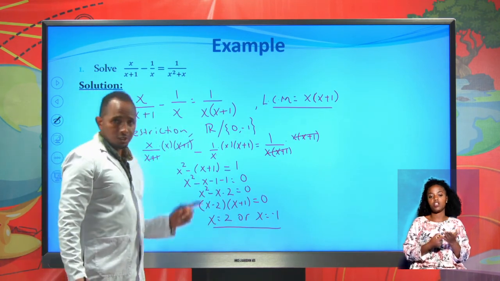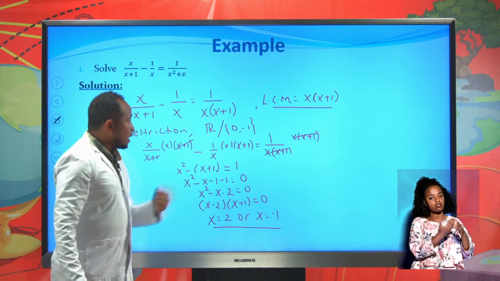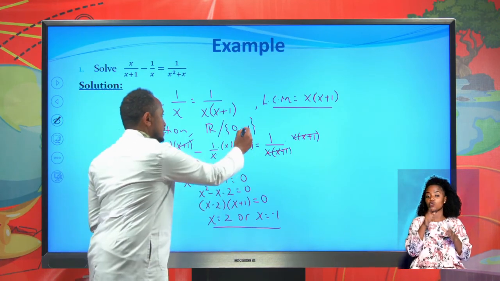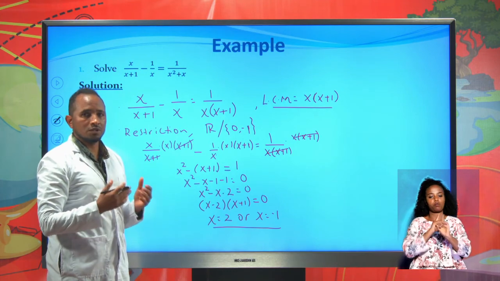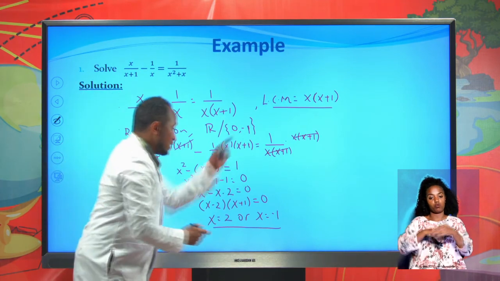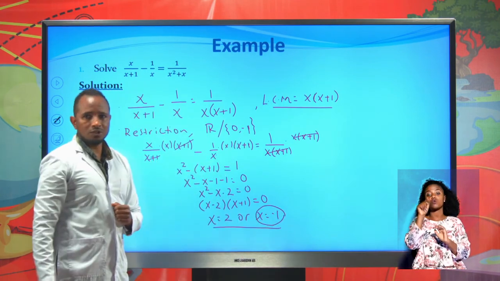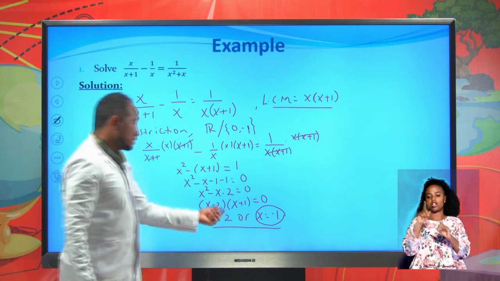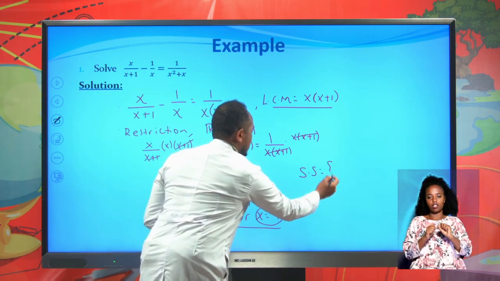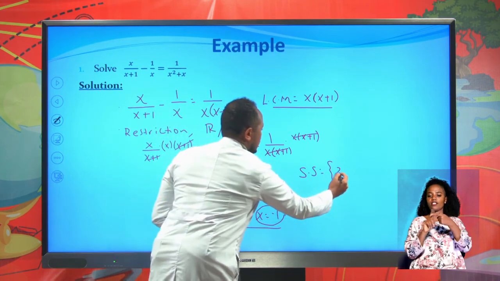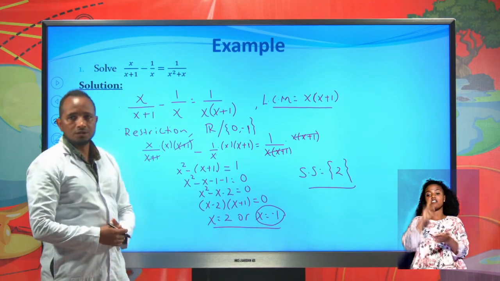To put the solution, you have to check your restriction. From the restriction, you can see that negative 1 and 0 cannot be the solution of this equation. It is restricted. It is excluded from the solution. Since minus 1 is excluded from the solution, we cannot take minus 1. The solution set for this rational equation is only positive 2.